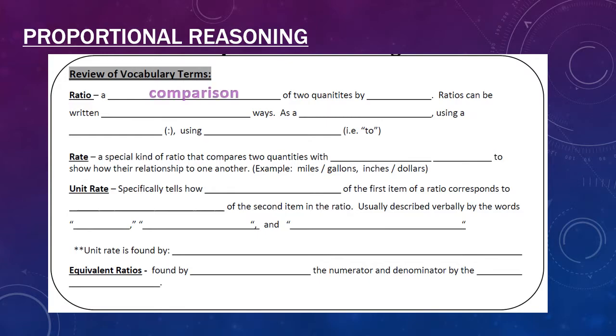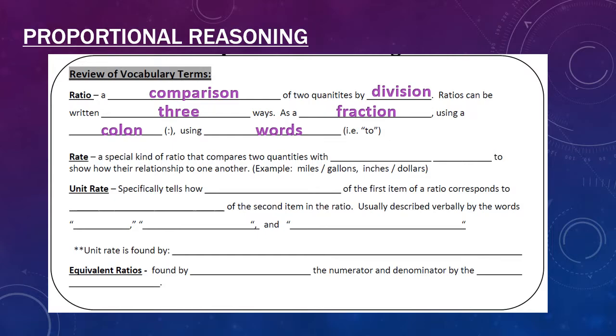A ratio is a comparison of two quantities by division, and they can be written three ways. Most commonly, ratios are written as a fraction, but they can also be written using a colon or using words. But usually they're written using a fraction. And for this unit, we're going to be typically using a fraction.